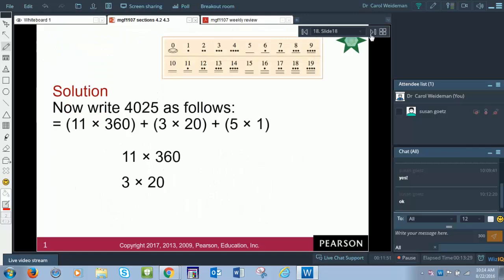So again, there it is written out. So here's what I need. I need 11 times 360 in that position, so that's the top position here, and 11 is right here. So the top one is going to be 11, and then the 3, and then a 5. So again, you start from the bottom up: 5 times 1, 3 times 20, 11 times 18 times 20, and so forth.